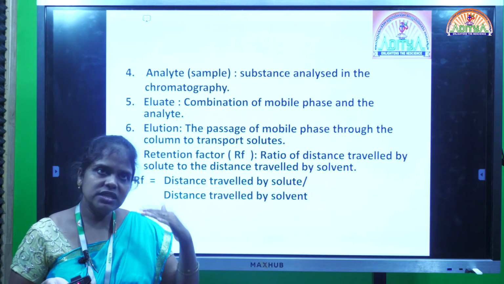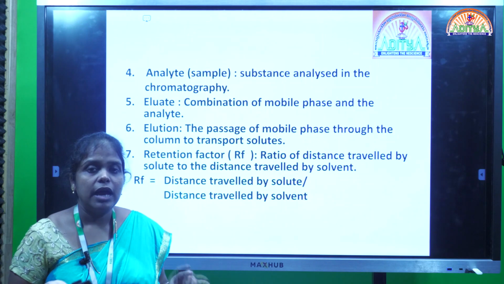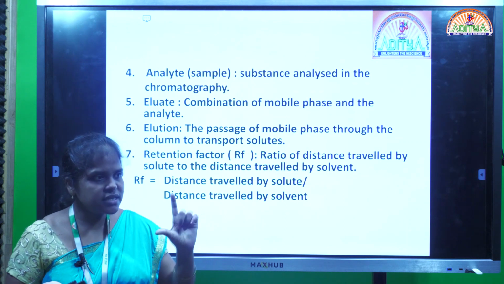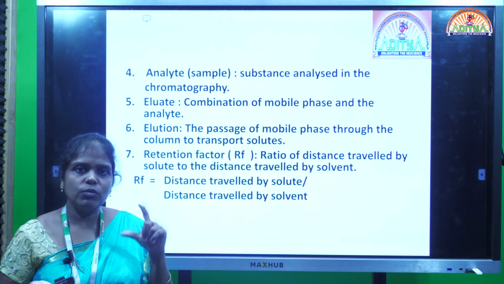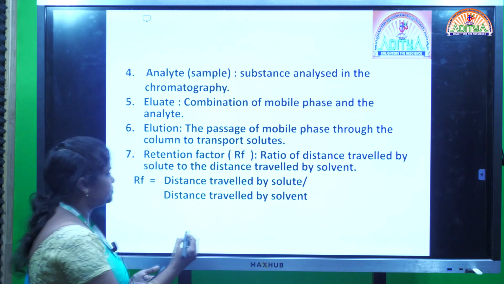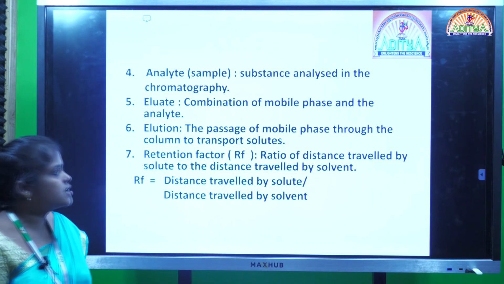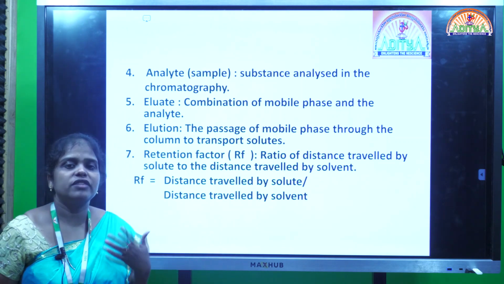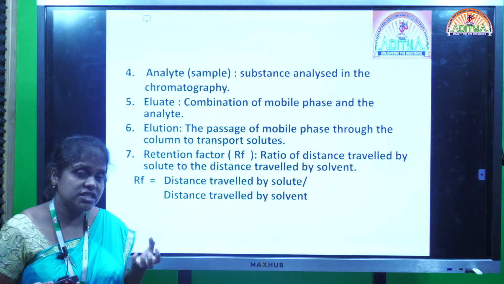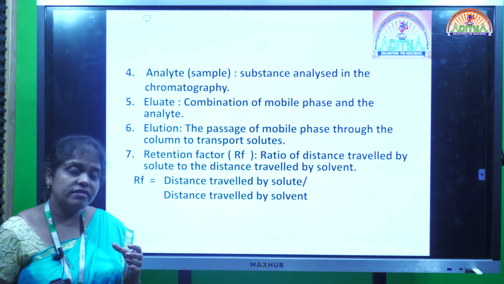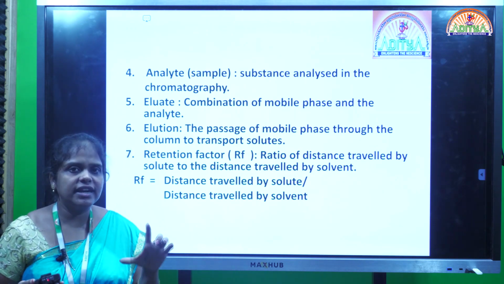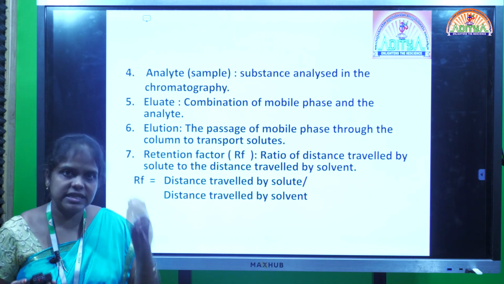It will move till the end of the glass column, but the sample will move based on its affinity towards the mobile phase. So we have to calculate how much distance the sample has moved divided by how much distance the solvent has moved. For example, the distance travelled by the solute, that means the sample we are going to detect, divided by the distance travelled by the solvent is called the retention factor. Retention factor is nothing but, for whatever compound we are separating, how much distance it has travelled. Based on that distance only we will detect the different samples or analytes present in that mixture.